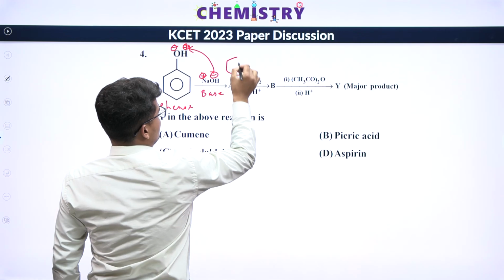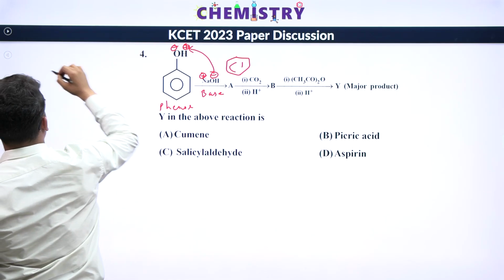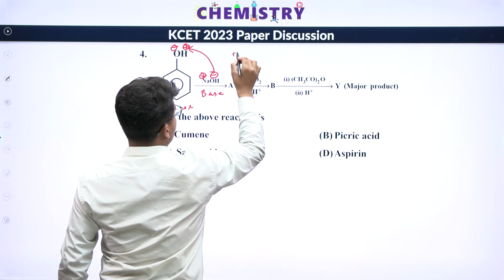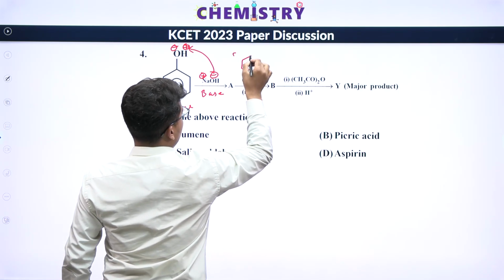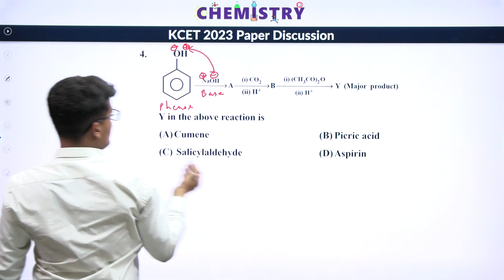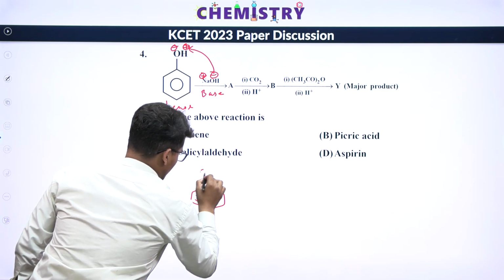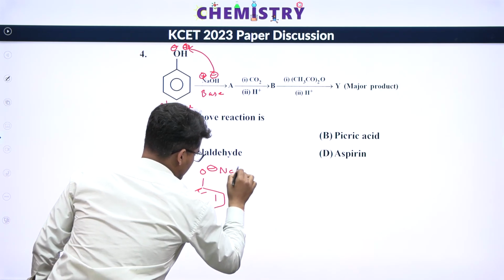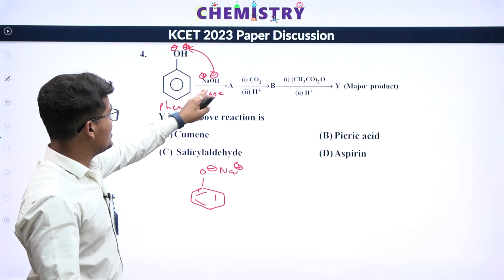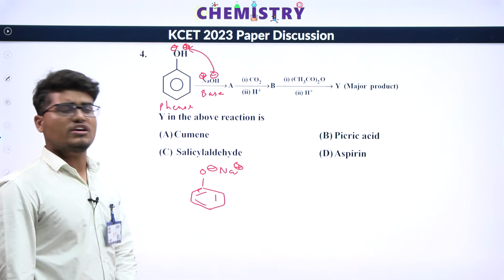So it will convert into the phenoxide ion. A will be like this, let's draw on the bottom side. It will be a phenoxide ion and Na plus. We can also say it is sodium phenoxide after the reaction with the base. So the first reaction is an acid-base reaction, and there is a formation of phenoxide ion, or sodium phenoxide.